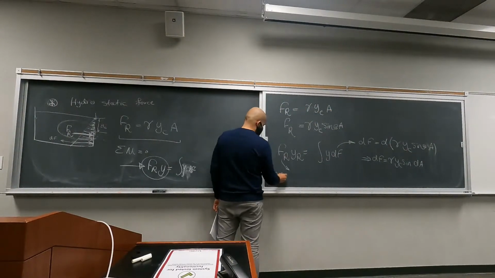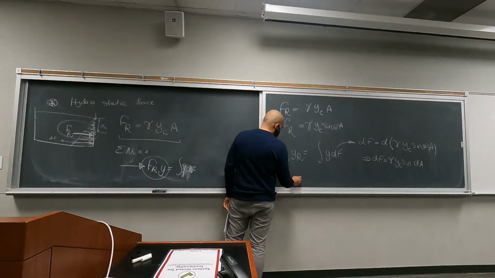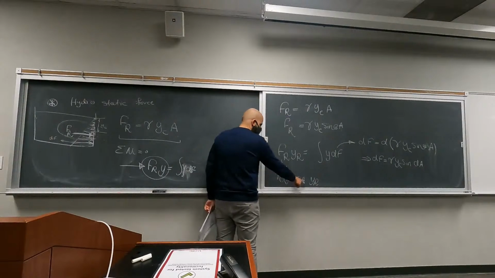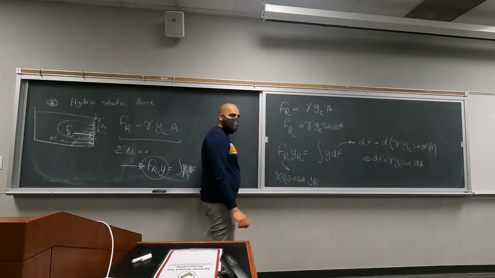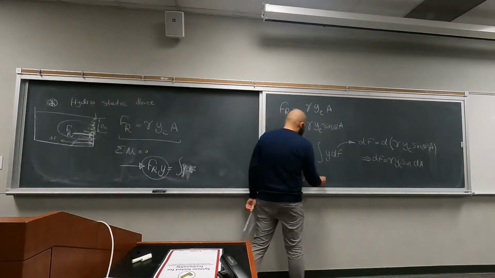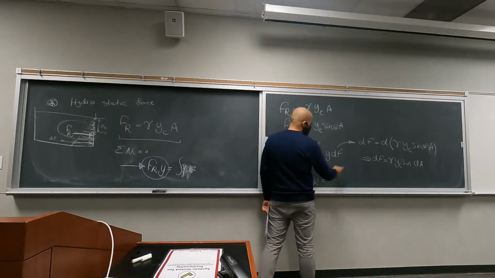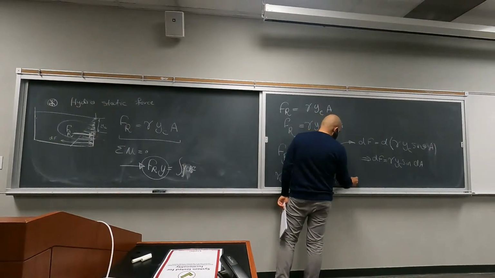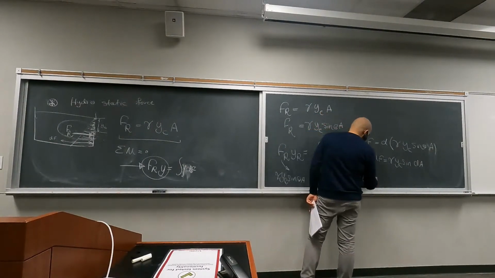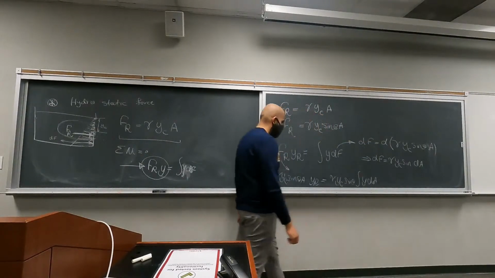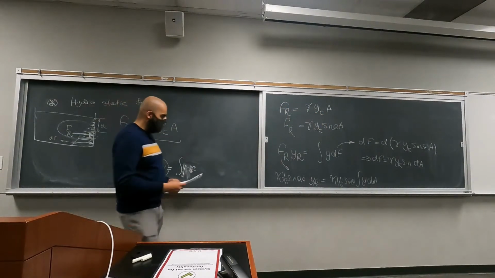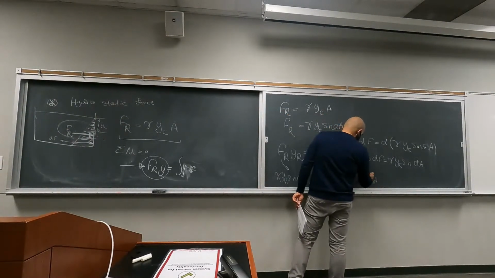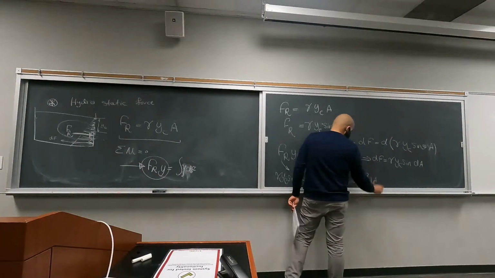So we're going to have gamma y_c sine theta A multiplied by y_R, where y_R is the location at which your force F is being exerted. This is equal to gamma sine theta times the integral of y dA. Actually, this y has to remain inside. So this is y multiplied by y, which is y squared dA.